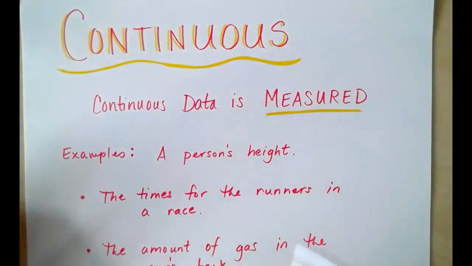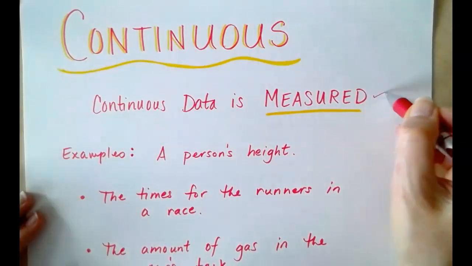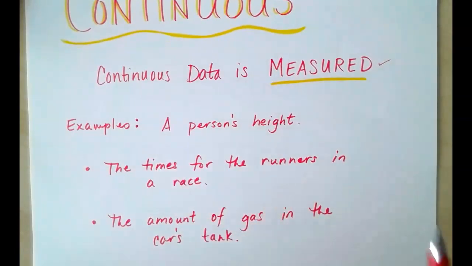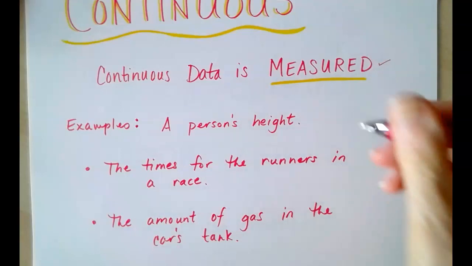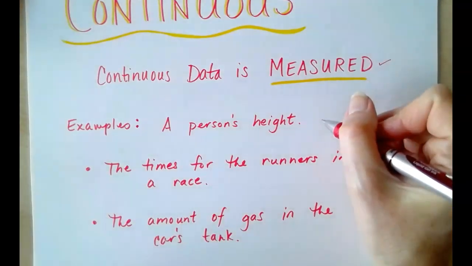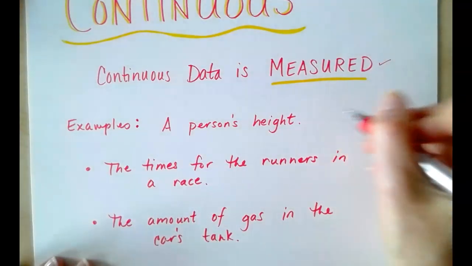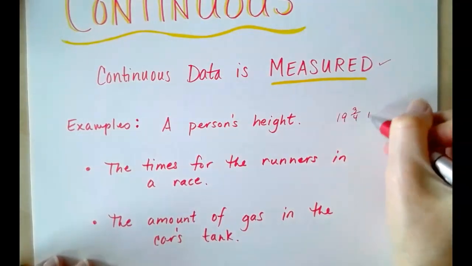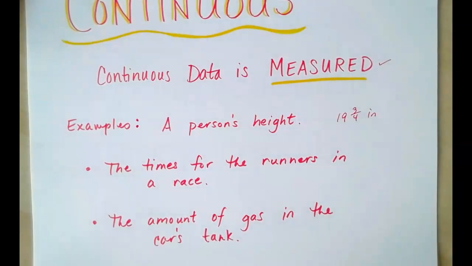Next, we've got continuous data. Continuous data can be measured. And here are some examples. A person's height is a continuous data measurement. Especially if a baby is born, we might say that a baby is 19 3/4 inches. That's a measurement.